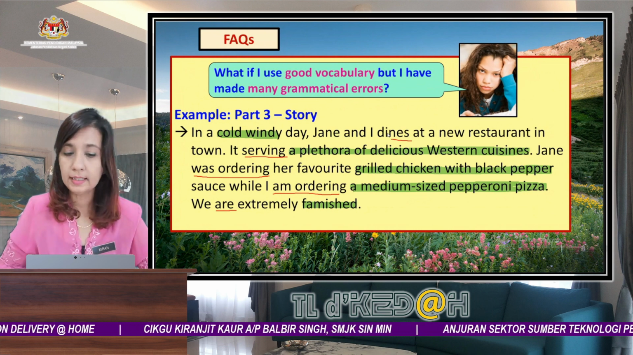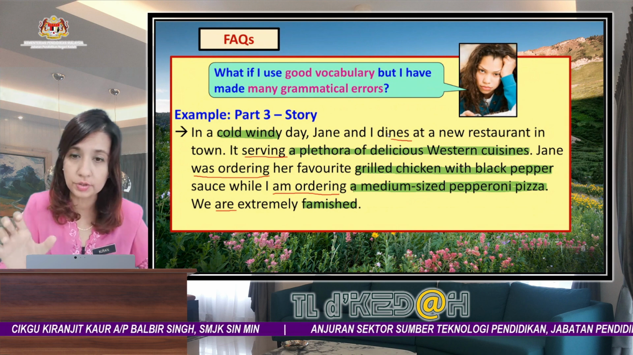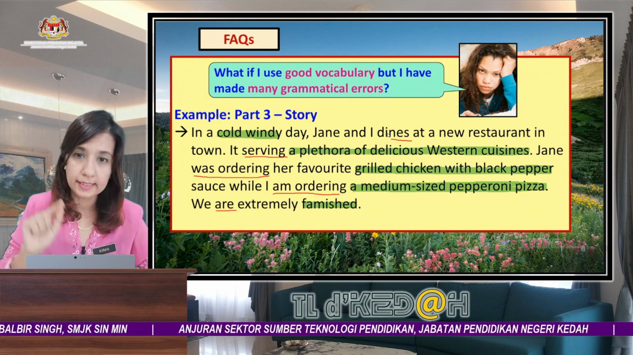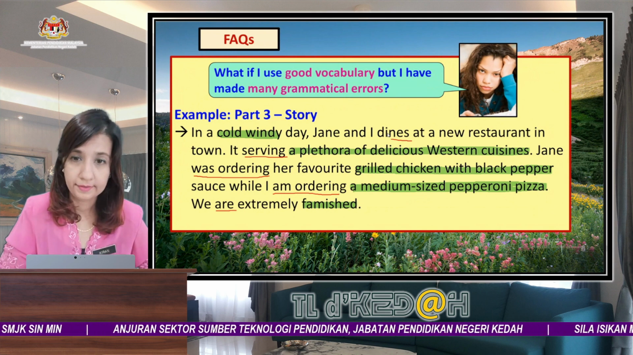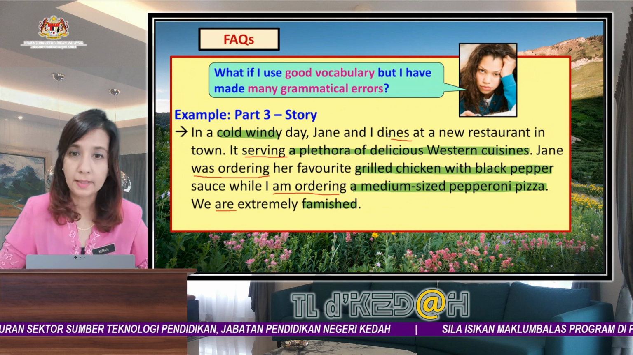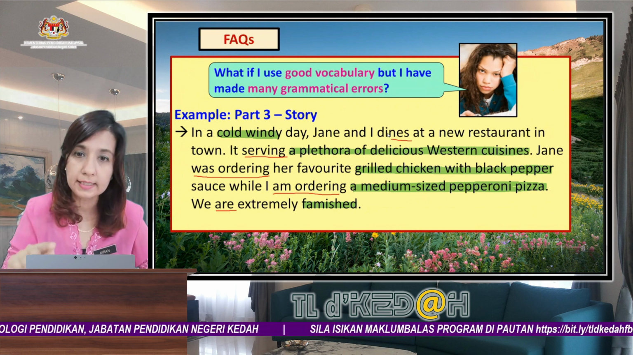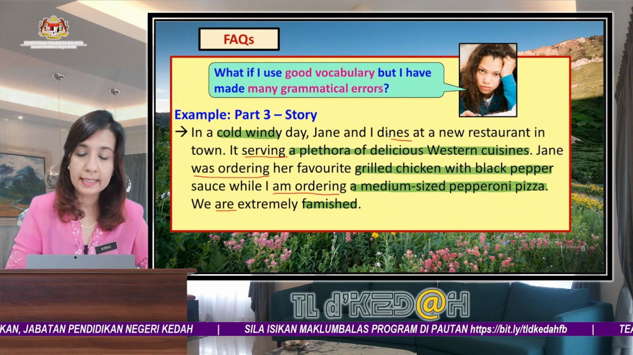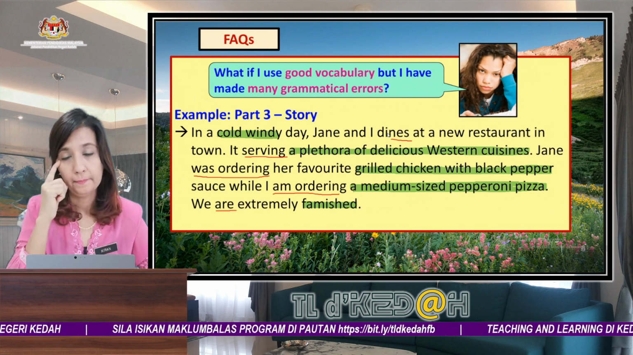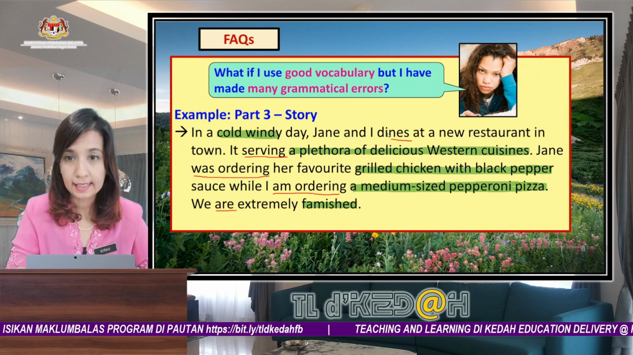So you can see cold windy is explaining a plethora of delicious Western cuisine. All those in green shows the vocabulary is strong. But the underlining in red shows that you have errors in your grammar, especially your tenses, all mixed up. That means generally we look at this essay, we know the student is weak in grammar. Perhaps the student has memorized some good vocabulary to use, but grammar not strong. But we still can understand the essay.